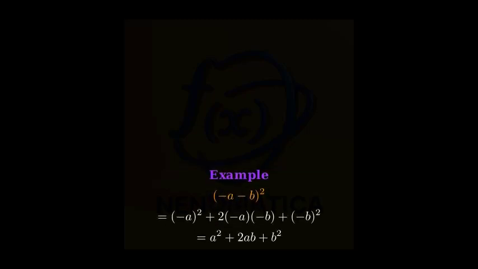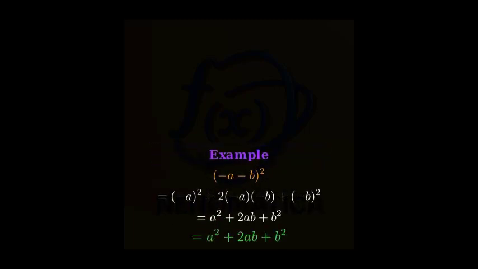Let's simplify this expression further. (-a)² equals a², since the square of a negative number is positive. 2 times (-a) times (-b) equals 2 times a times b, since two negatives make a positive, and (-b)² equals b². Therefore, the final result is a² + 2ab + b².